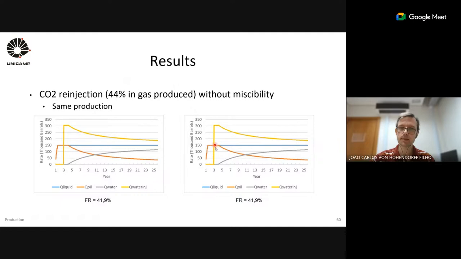In this field, I have a molar fraction of 44% CO2 in the produced gas. And I do not consider miscibility. So I just inject in the top of the reservoir. And what happens in terms of recovery? In this scenario, I don't observe a difference in the recovery factor because I am balancing this amount of CO2. I am rejecting it in place of the amount of water I need. Okay, I'm just doing this balance. This number here may be a bit different. It's a bit slow here because I have the curve of CO2. But consider the difference.